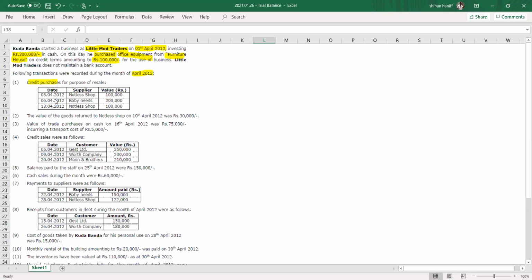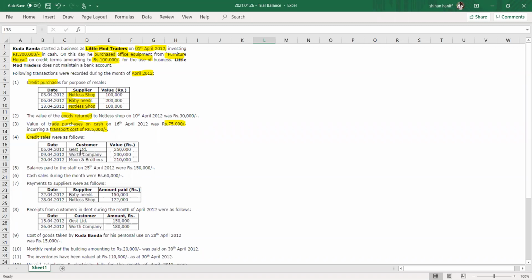Credit purchases from Nautilus Shop, Baby Needs, and again from Nautilus Shop. The value of goods returned to Nautilus Shop. So this is goods return outwards. The purchase was returned. Value of trade purchases on cash was 75,000, incurring a transport cost of 5,000. So this is carriage inwards.